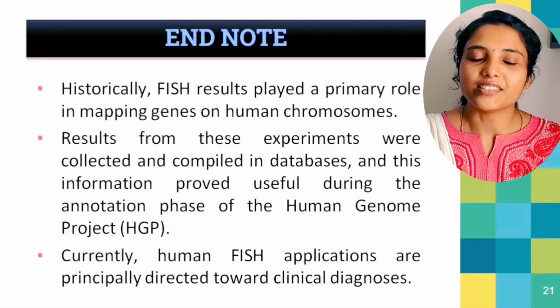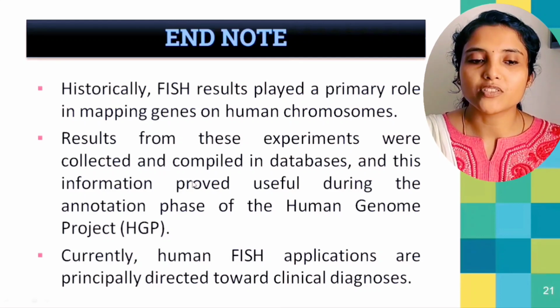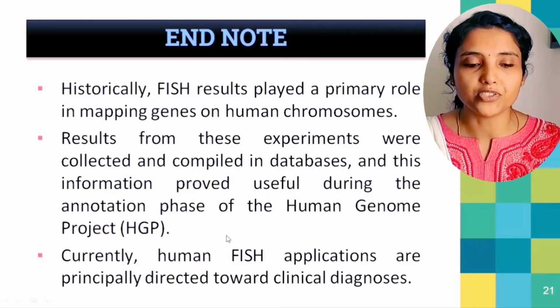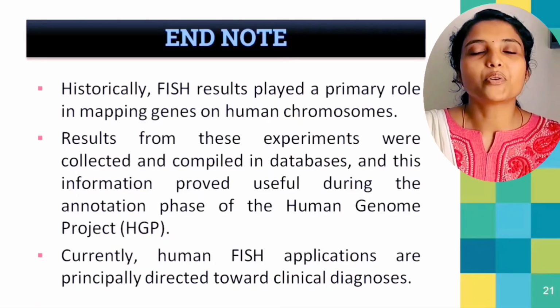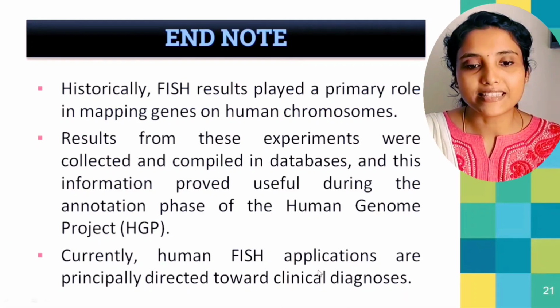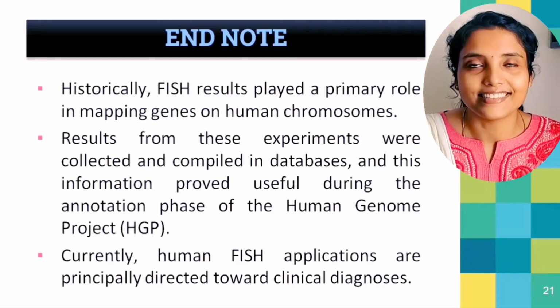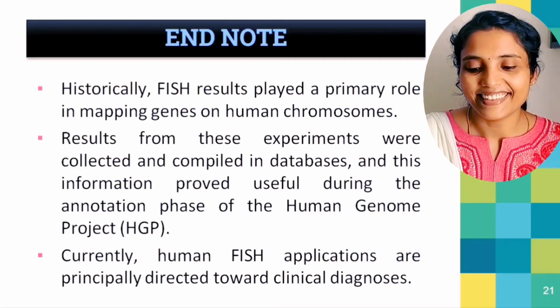As an end note, historically, FISH results played a primary role in mapping genes on human chromosomes. Results from these experiments were collected and compiled in databases, and this information proved useful during the annotation phase of the Human Genome Project. It was a big tool used during the Human Genome Project. But now the Human Genome Project is over. What is the current use of FISH? Currently, human FISH applications are principally directed towards clinical diagnosis, to understand where exactly the disease-causing gene is on the chromosome, and to do comparative studies like that. That was fluorescent in situ hybridization, and we saw how it can be applied in physical mapping of a genome.